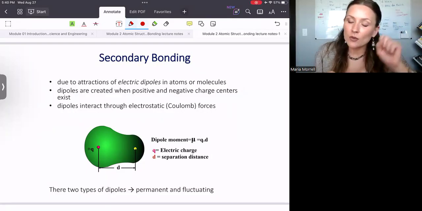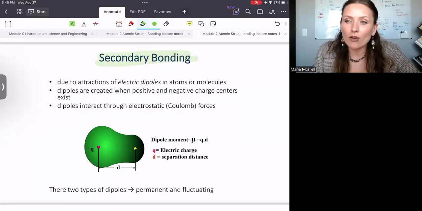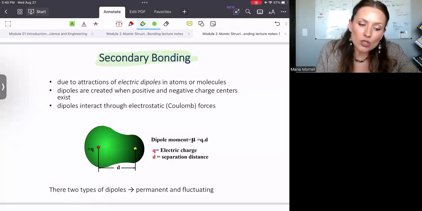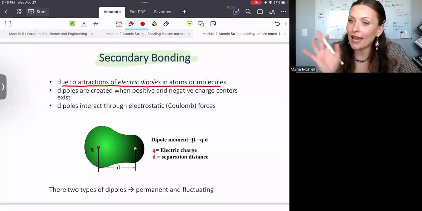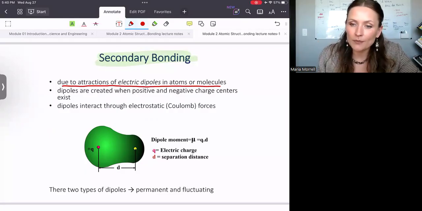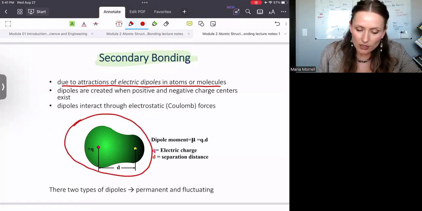And outside of the primary bonds, we also have to be aware of the secondary bonding, and it is very, very simple, but it also has a very significant effect on the material property. Usually, the secondary bonds occur due to attractions of electric dipoles either in atoms or molecules, right? And so what does it mean? Well, what is a dipole? It's demonstrated right here.